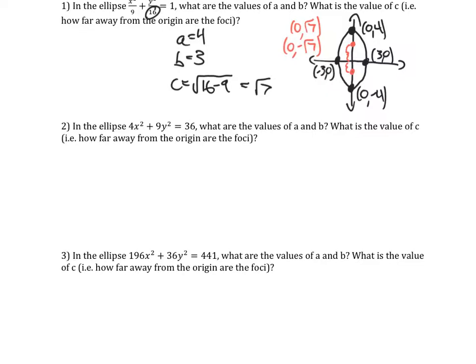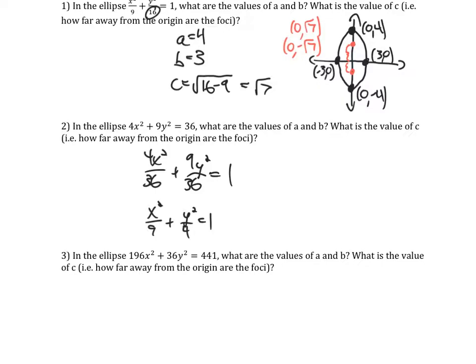If you guessed divide it by 36, so the right side equals 1, you are correct. So if I divide both sides by 36, I get 4x squared over 36 plus 9y squared over 36 equals 1. I can simplify this to x squared over 9 plus y squared over 4 equals 1. That is an equation of an ellipse that makes sense to me.